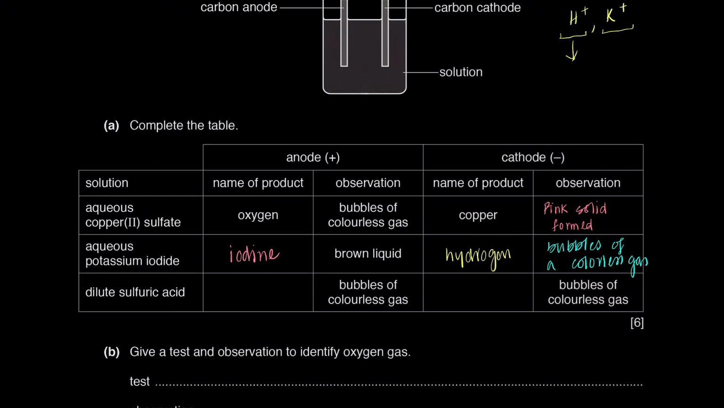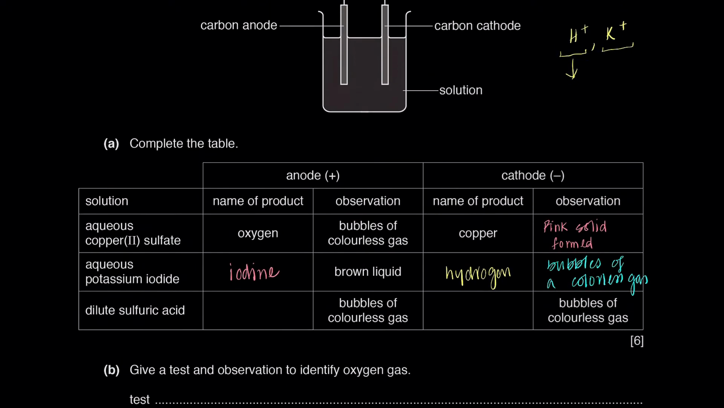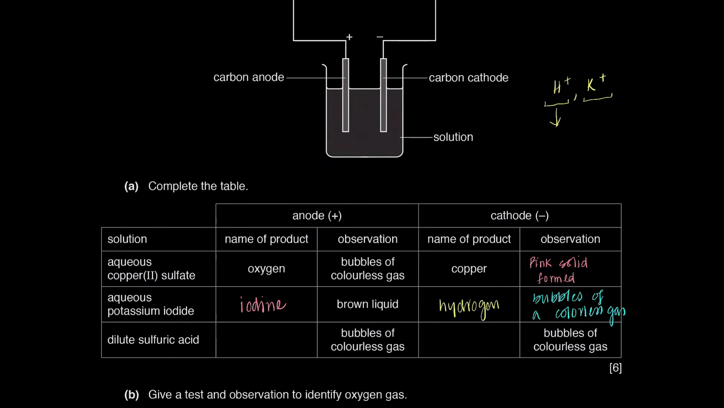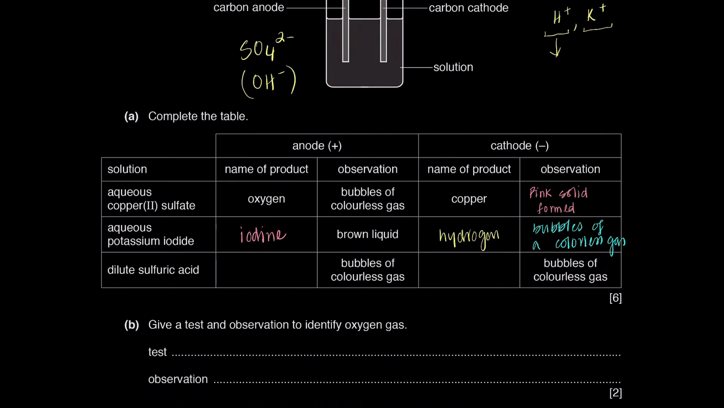We're left with dilute sulfuric acid. What's going to happen? Bubbles of a colorless gas. Now at the positive ion, you have the sulfate ion showing up, and you have OH minus ions. Which of the two will discharge? It's always OH ions. When OH ions discharge, what happens? It forms water and oxygen. But water, you won't see that formed, you'll only see the gas formed, which is oxygen. So oxygen is formed.